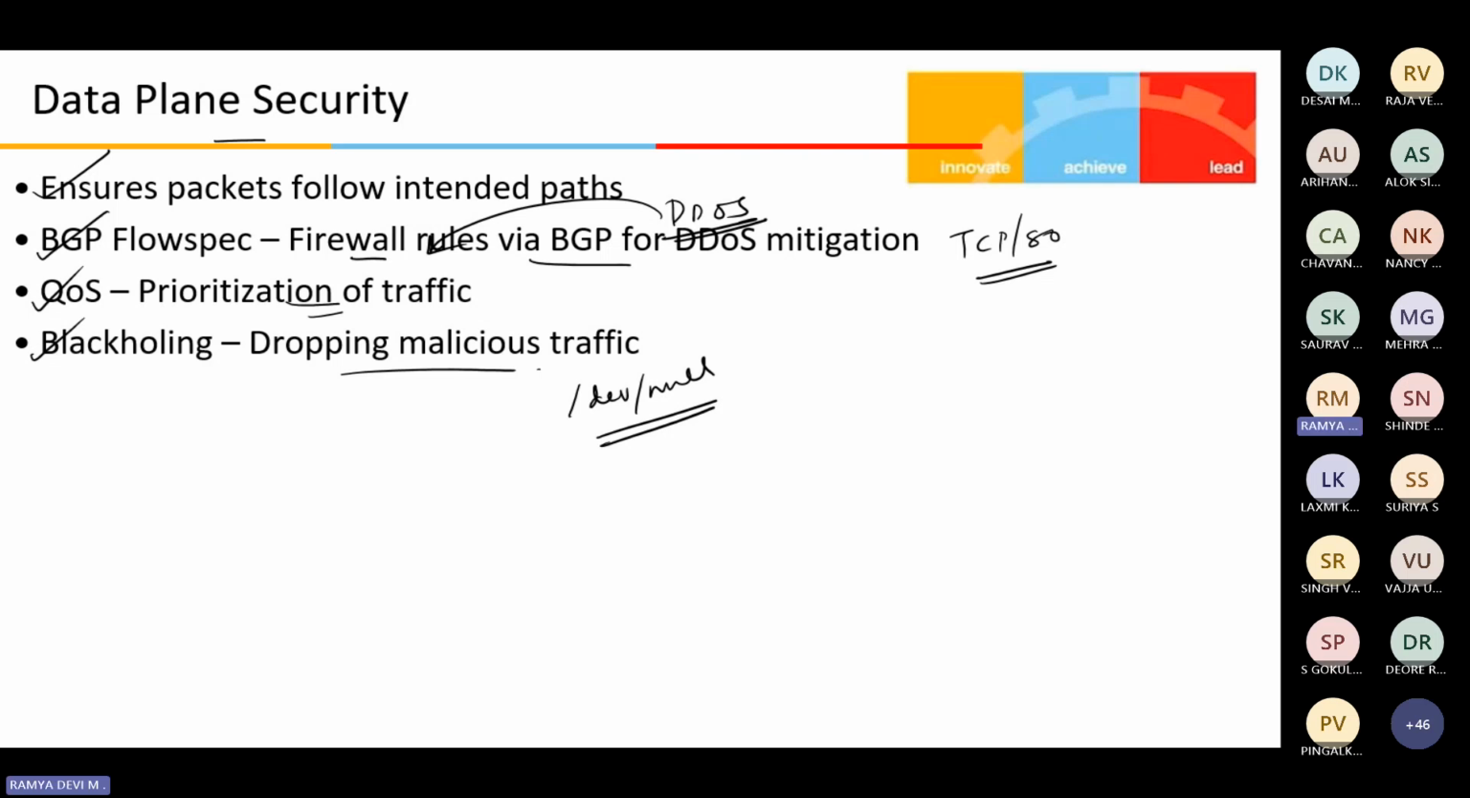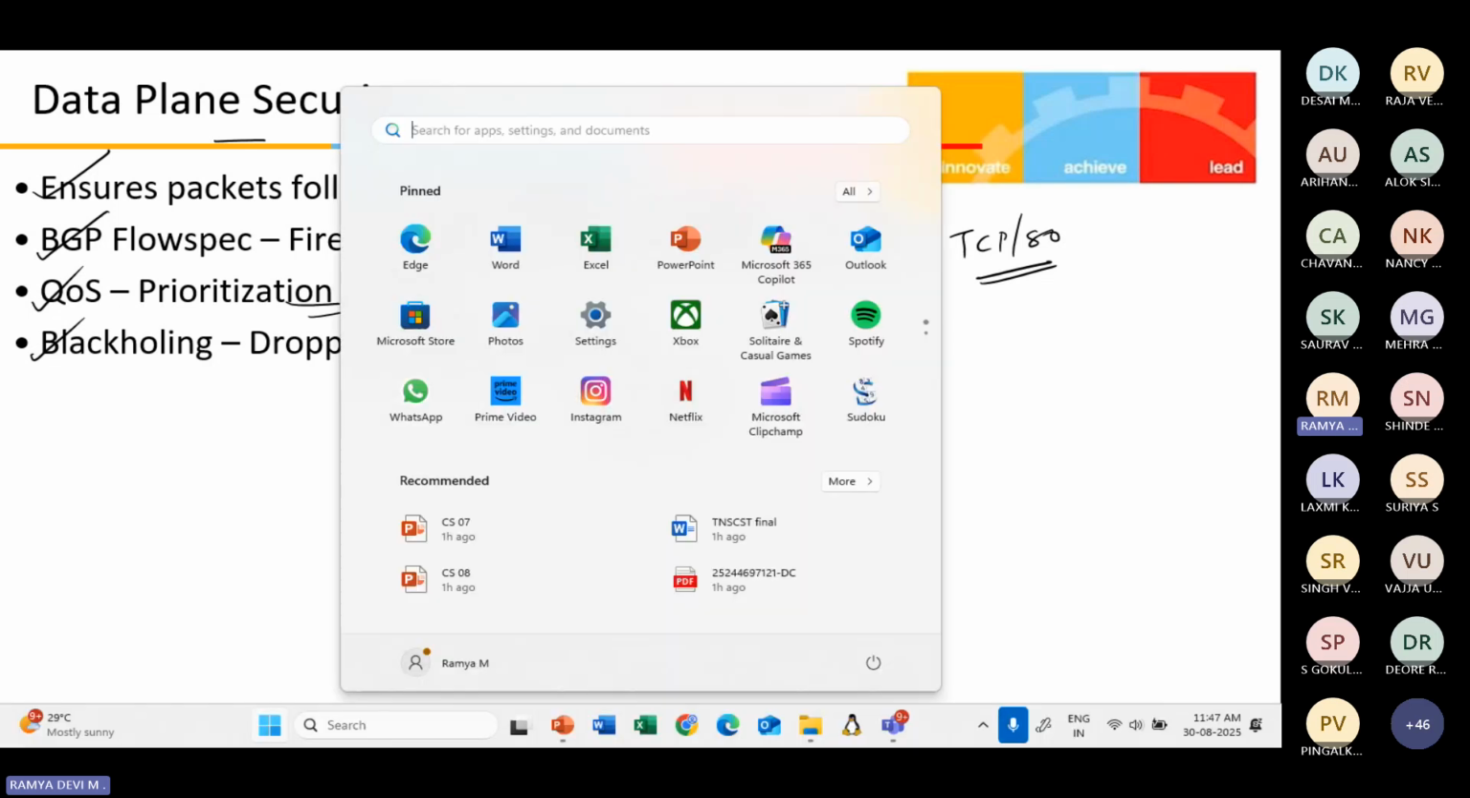Okay. So the data plane security makes sure that attackers who try to misuse routing are stopped. So this can be avoided with the help of tools like FlowSpec, quality of service, and black holing. So the operators can detect and avoid the malicious traffic. Right? Any doubts?